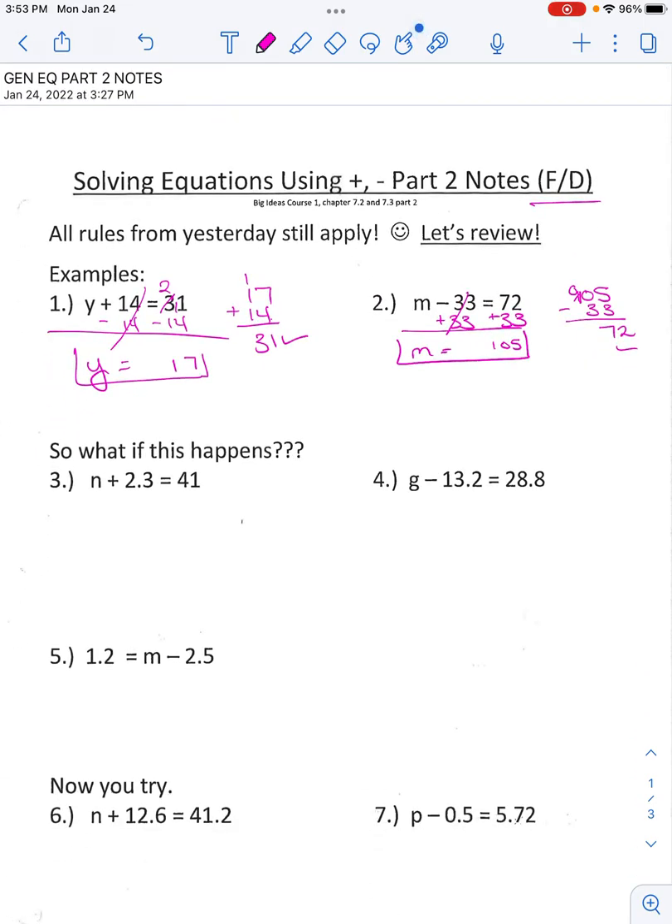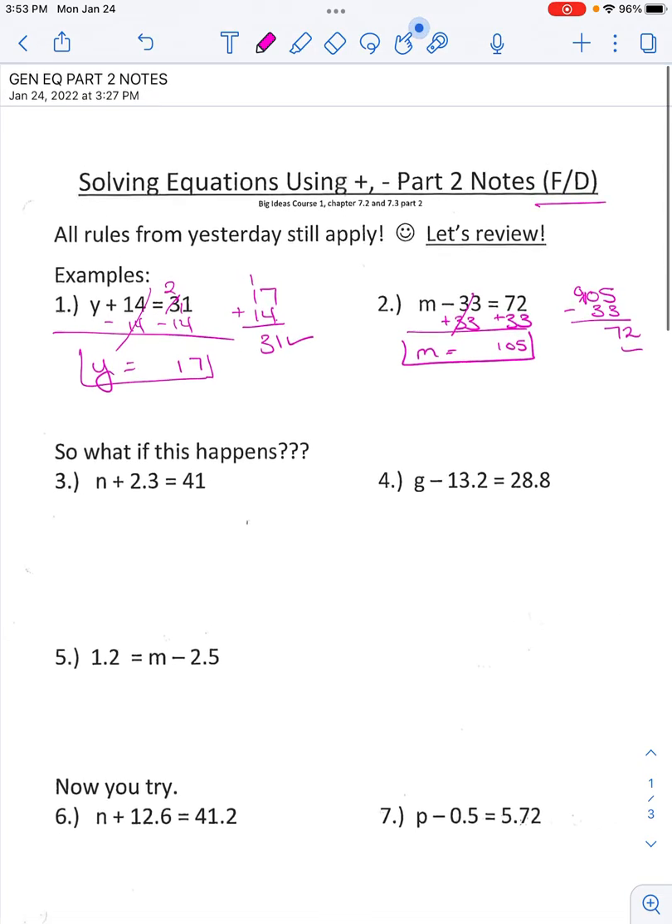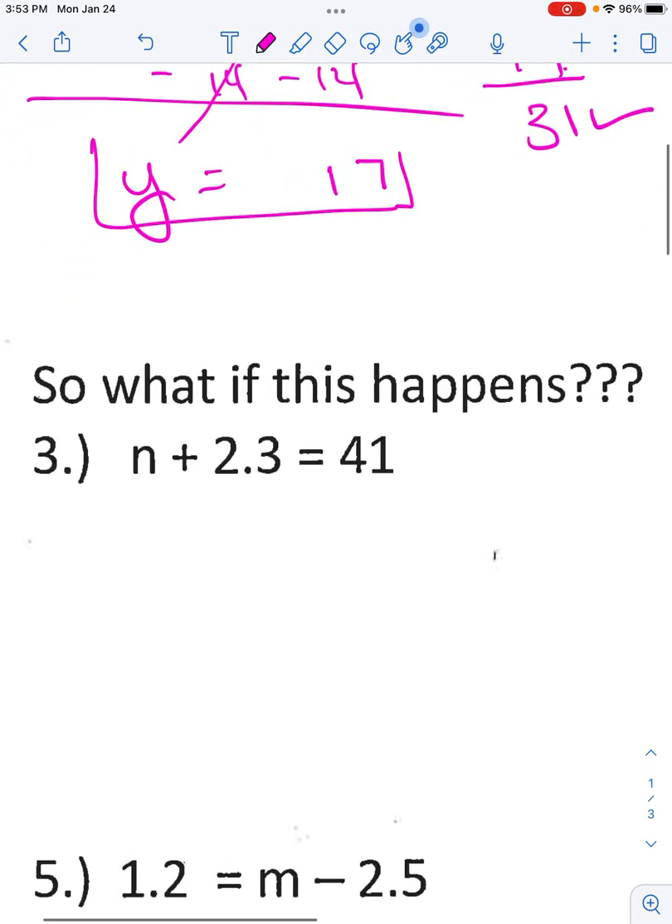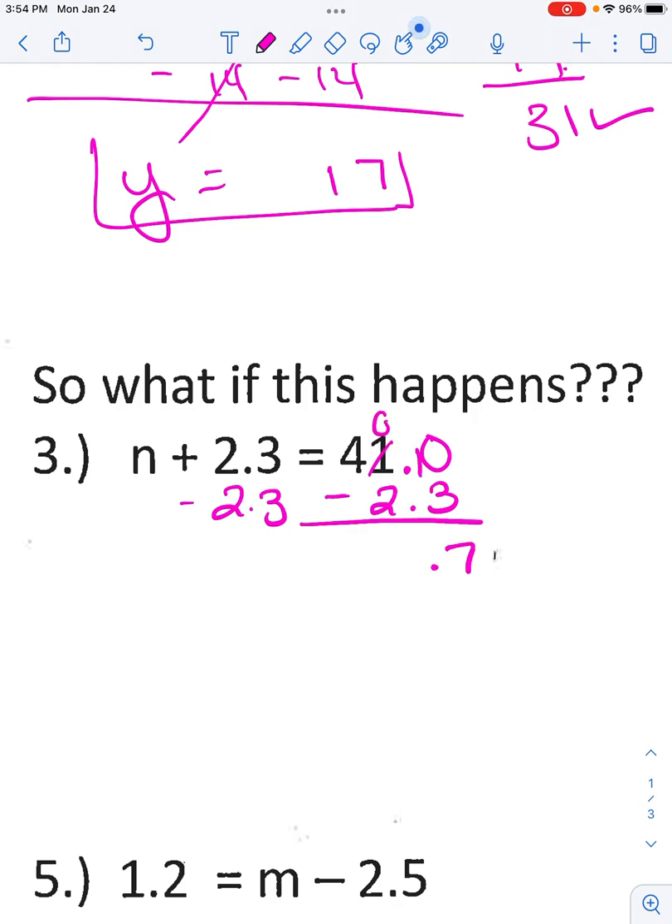Okay, so now we're going to start messing with fractions and decimals. Nothing different. We're going to solve the same way. We just have to remember the rules of adding and subtracting with decimals. So number 3 says n plus 2.3 is 41. So we're going to do the inverse and subtract 2.3 from 41. Guys, remember that you line up the decimals when you add or subtract. So we're going to have to add a decimal and a 0 to 41, and we're subtracting 2.3. So you're lining up the decimals. And be sure you bring your decimal straight down.